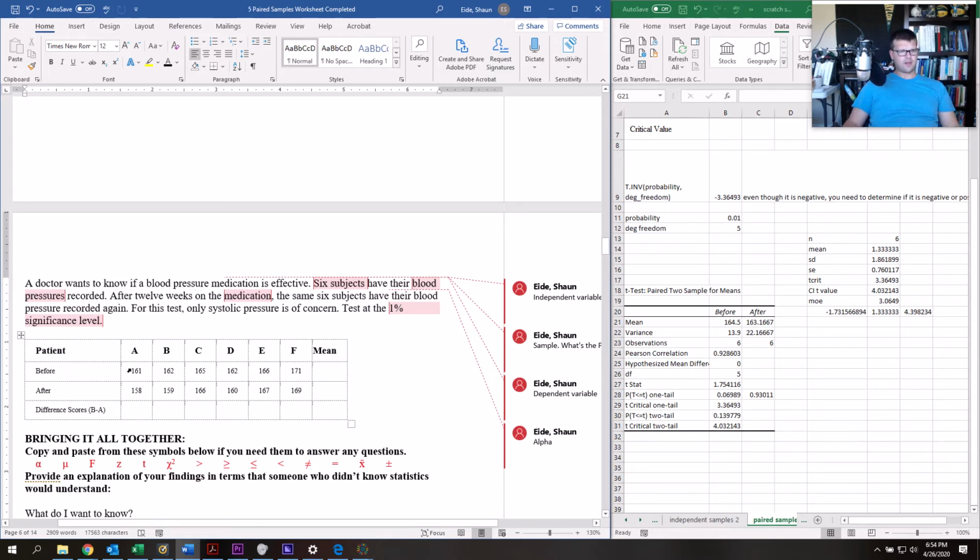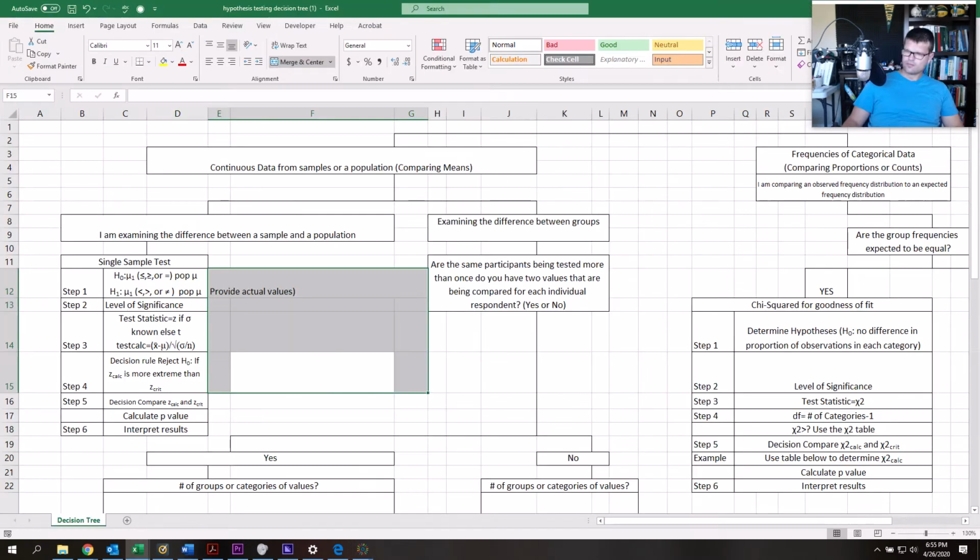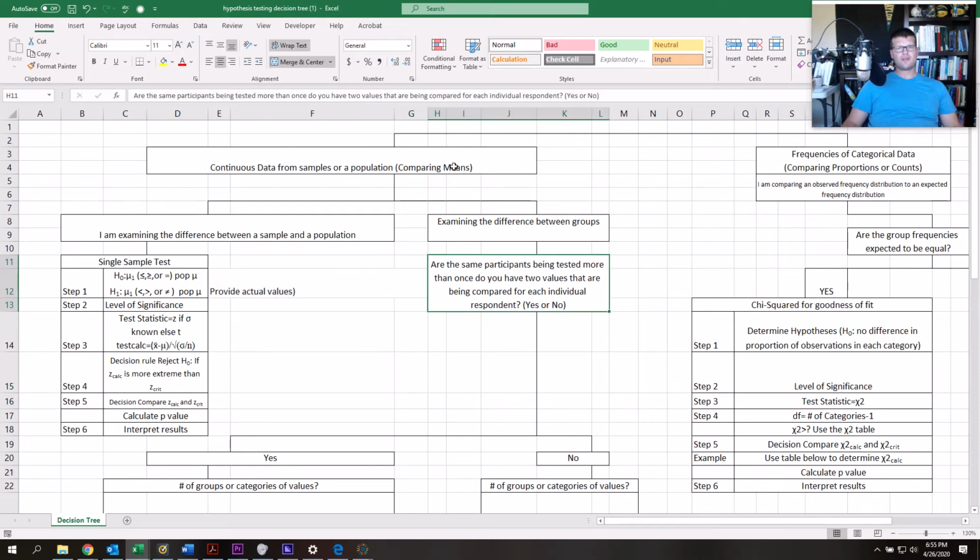Okay, so here's what we're going to do. We've got the information right here, 161. We've got the blood pressure before, we've got the blood pressure after, and we've got all 6 patients. Okay, and so if you go to the decision-making tree, we have the decision-making tree here for hypothesis testing, and we have to ask ourselves a question.